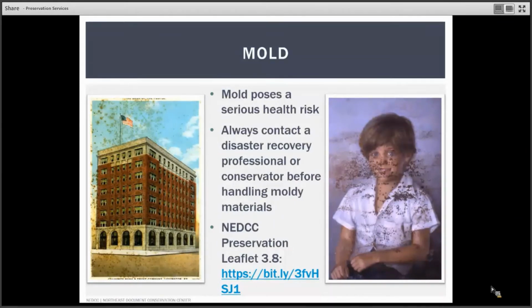Some strains of mold can be dangerous to people and pose a major health hazard, so it is really important to identify and isolate any growth. Always wear protective equipment like nitrile gloves and an N95 mask when dealing with mold. And anyone with respiratory problems or health issues should be especially cautious of working around moldy items. Mold remediation should be conducted by a trained professional, but you can also take a look at our Preservation Leaflet 3.8, which is linked on screen, for some additional guidance on preventing mold and on salvaging moldy books and paper.